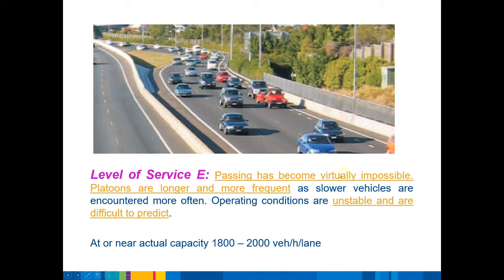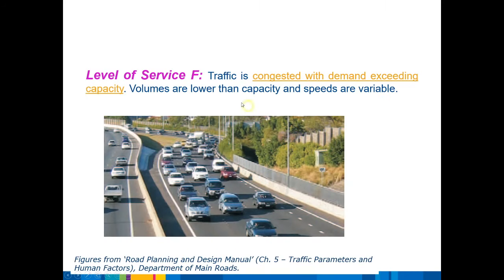So passing has become virtually impossible. Platoons are longer and more frequent. If anything, everything's one big platoon now. The operating conditions are unstable and difficult to predict. We might be at or near 1,800 to 2,000 vehicles per hour per lane. And at level of service F, we are now at a highly congested situation with demand that exceeds capacity.